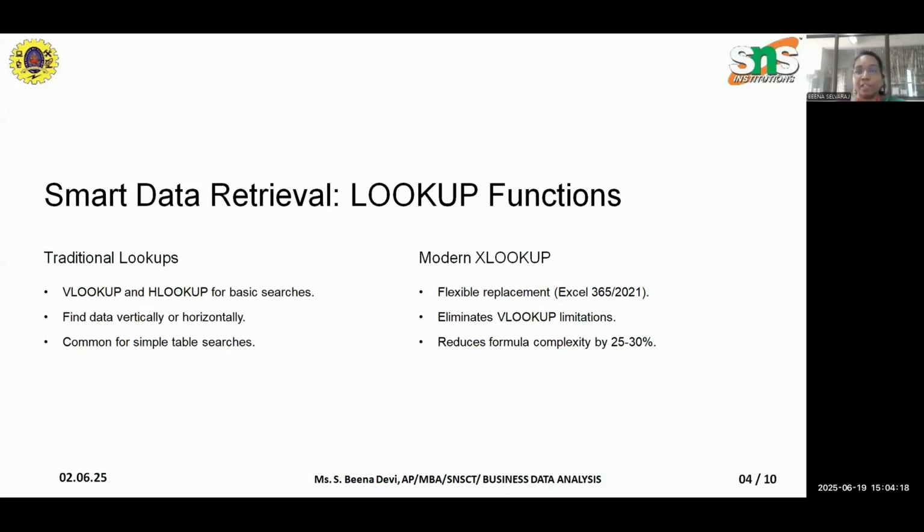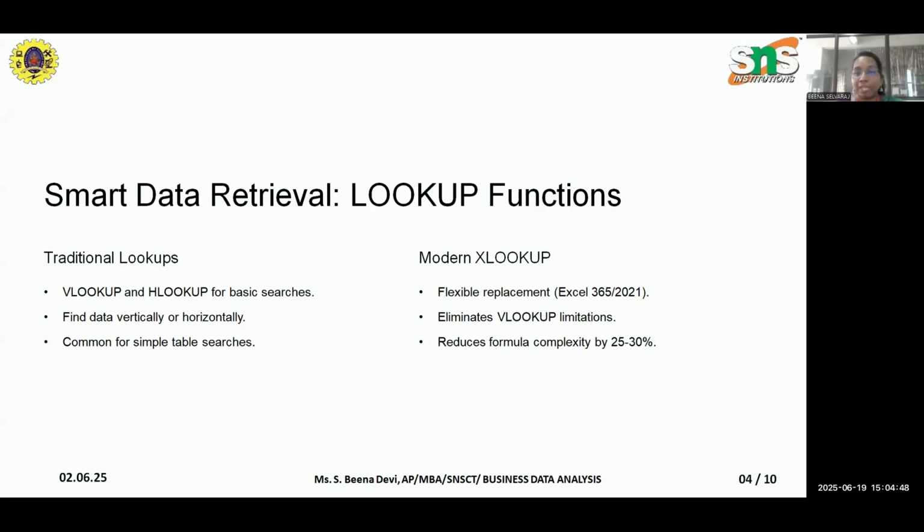There are two types of lookup function: one is the horizontal lookup and one is the vertical lookup. The modern lookup, which replaces both traditional lookups, is XLOOKUP. In traditional lookups, VLOOKUP and HLOOKUP are for basic searches, finding data vertically or horizontally. If it is a vertical search, we use VLOOKUP, and if it is a horizontal search, we use HLOOKUP.